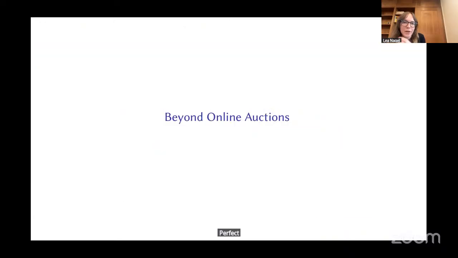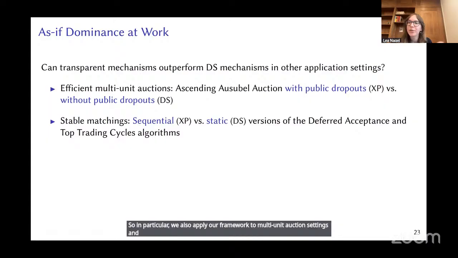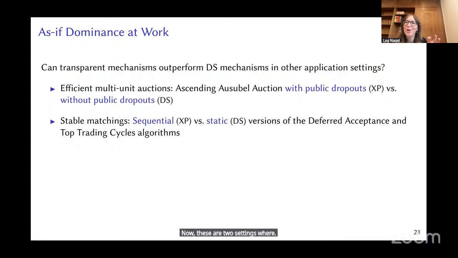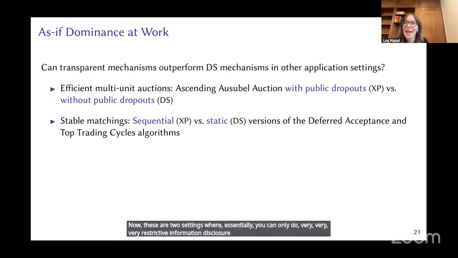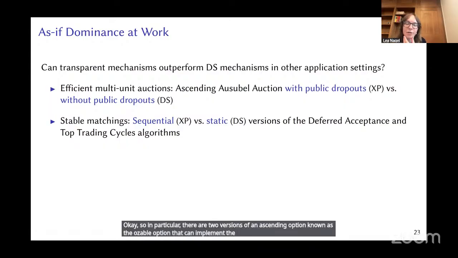Perfect. So let me very briefly talk about some other application settings. And this is going to be very concise in the interest of time. In particular, we also apply our framework to multi-unit auction settings and to matching settings. Now, these are two settings where essentially you can only do very, very restrictive information disclosure policies if you want to maintain the dominant strategy property. And that's why as-if dominance might be interesting to look at. In particular, there are two versions of an ascending auction known as the audible auction that can implement the efficient allocation or the Vickrey outcome in a multi-unit setting.